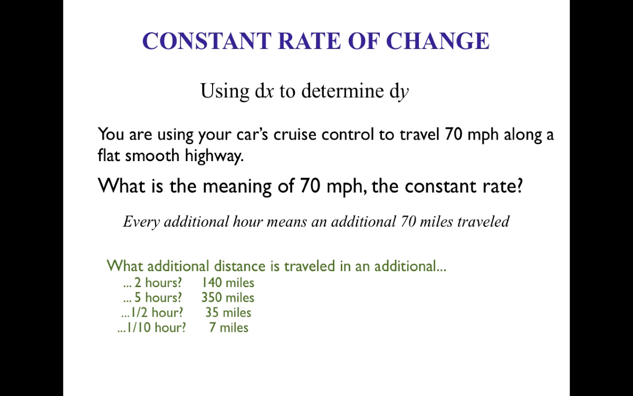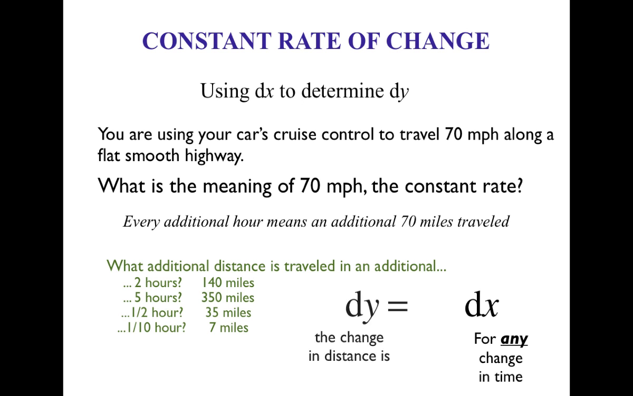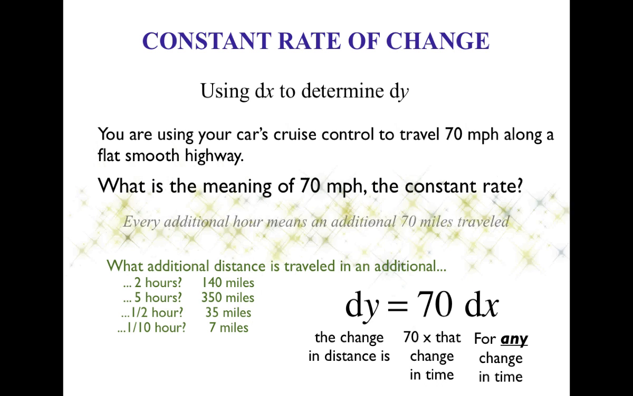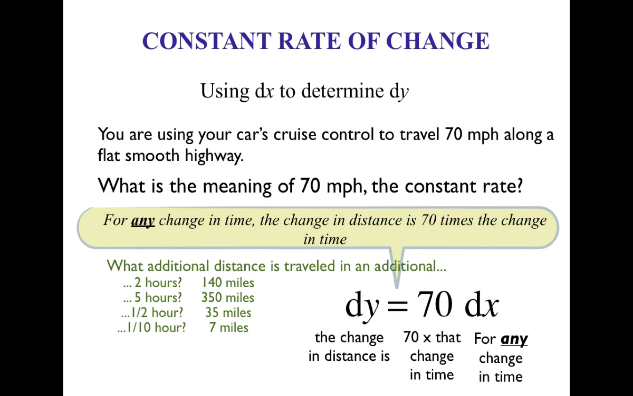change in the independent variable. In this case, that you go 70 every hour. It tells you how far you go in any amount of time. All right? So for any change in time, what is the change in distance? 70 times as much as the change in time. Okay? So that is a strong meaning. For any change in time, the change in distance is 70 times as much as the change in time.